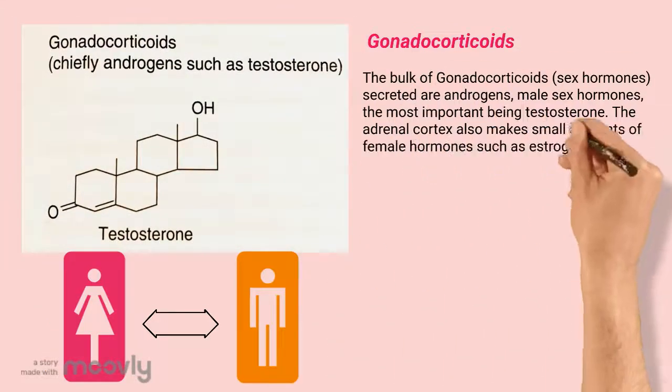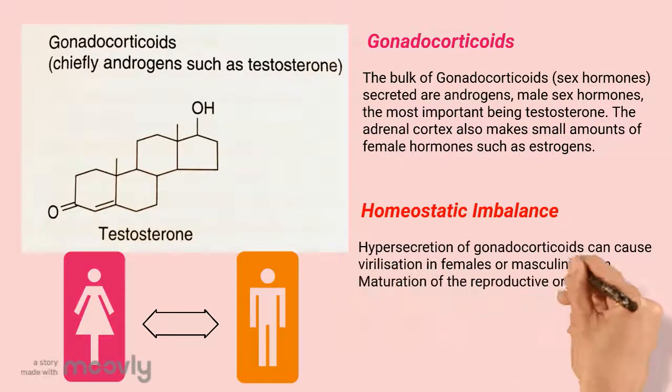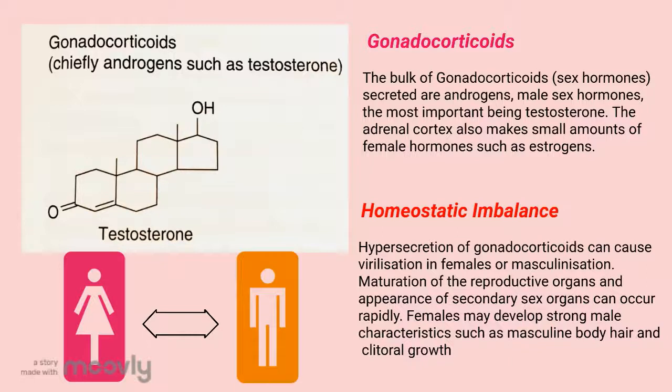The bulk of gonadocorticoids secreted are androgens, male sex hormones, the most important being testosterone. The adrenal cortex also creates female hormones such as estrogens. Hypersecretion of gonadocorticoids can cause early maturation of the reproductive organs, and appearance of secondary sex characteristics can occur rapidly. Females may develop strong male characteristics such as masculine body hair.